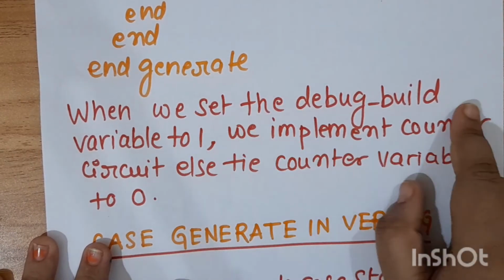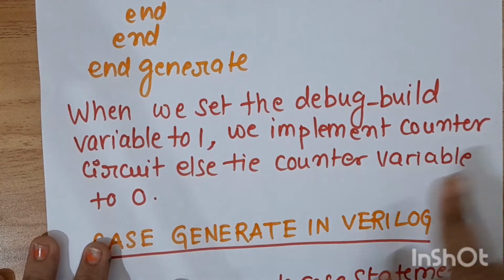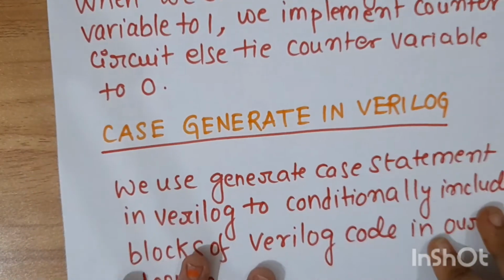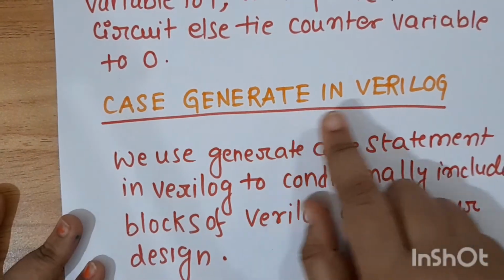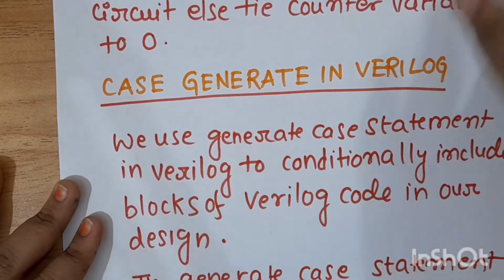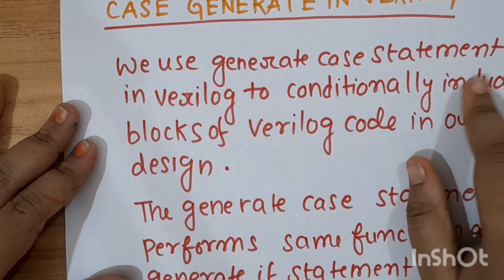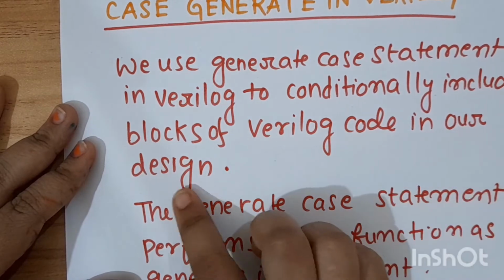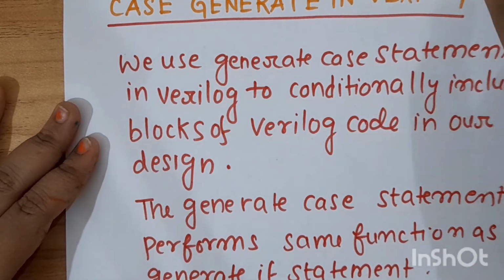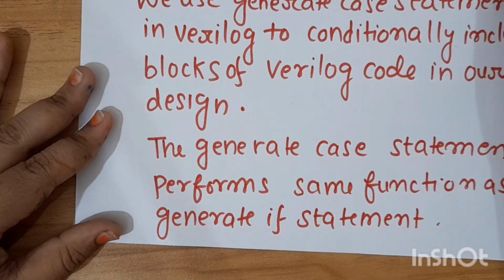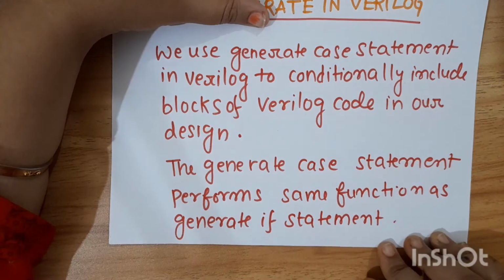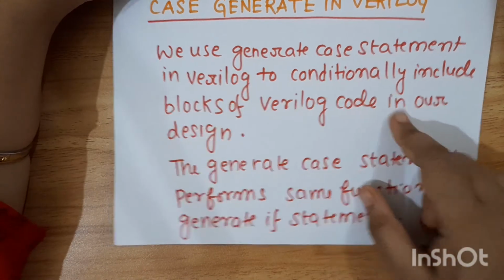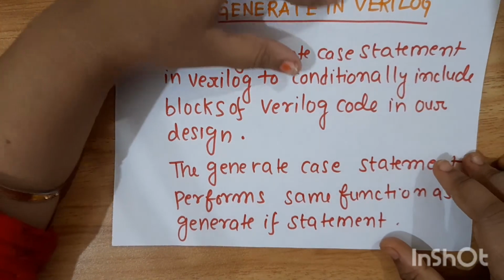So when we set the debug build variable to 1, we implement the counter circuit, else the counter variable is 0. Now we will see the case generate in Verilog. We use case generate statement in Verilog to conditionally include blocks of Verilog code in our design. It does the same work as the generate if statement.